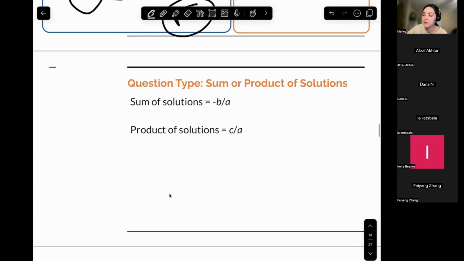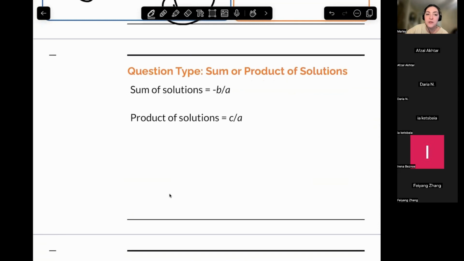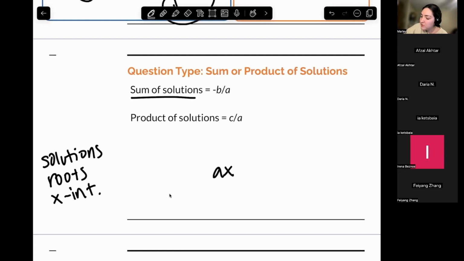But before we get into that, I don't want to skip over this slide because this slide is also pretty important. If they ever ask you for the sum of the solutions, so when they're talking about solutions, roots, x-intercepts, the answer, the values of x, this is all the same thing. When it looks like this, ax squared plus bx plus c, we're able to solve for the sum just by plugging in -b over a. We're able to solve for the product just by plugging in c over a. So this is a quick little shortcut. We don't have to solve for x in order to figure out what the sum is or what the product is. And it's a foolproof way of getting to that answer.